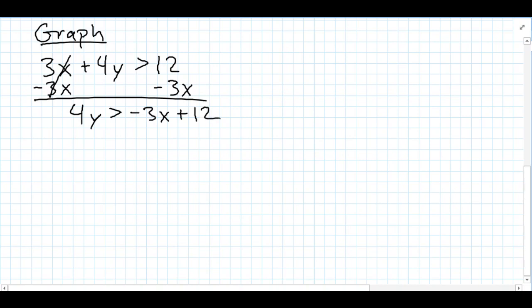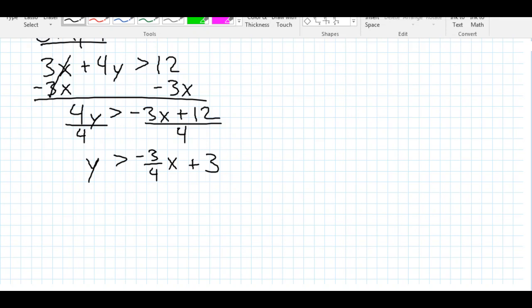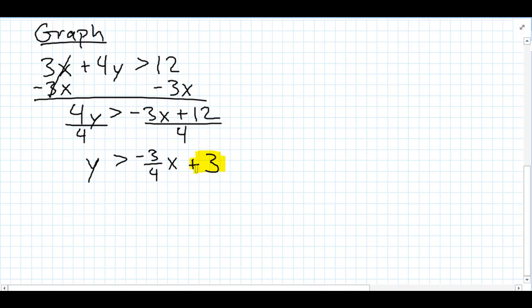Again, we're trying to get it into slope-intercept form, so we want the x term to be in front of the constant term. Divide both sides by 4, and you'll end up with y is greater than negative 3 over 4x plus 3. Right? Now we have our two important terms here. We have this 3 right here, which is our y-intercept. It's where it's going to be crossing the y-axis. And the other important term we have here is the negative 3 over 4, which is our slope. That's how much we're going to do our rise over our run, so we can get our line here.